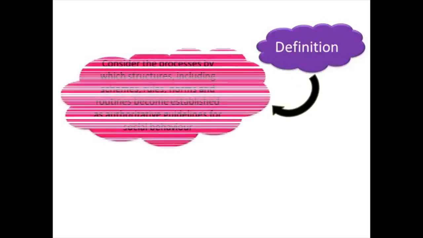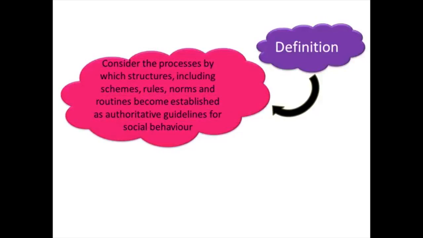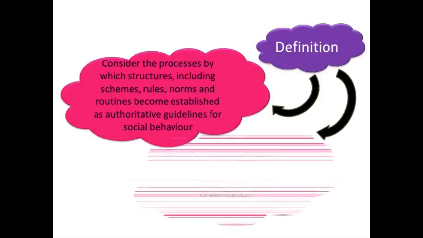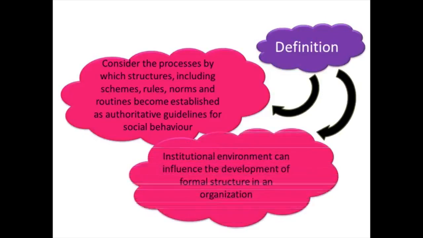Institutional theory is a theory that considers the processes by which structures, schemes, rules, norms, and routines become established as authoritative guidelines for social behavior. The institutional environment can influence the development of formal structure in an organization. The net effect of institutional pressure will lead to an increase in the homogeneity of organizational structure in an institutional environment.